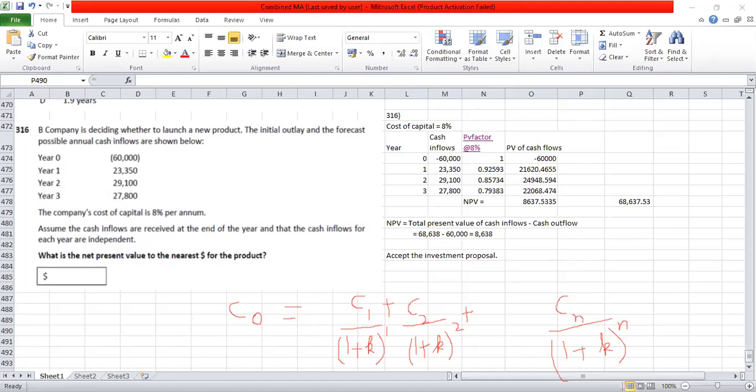So let's take up one question from the examination kit which talks about IRR. $317 is the question for IRR. Let's take it up.